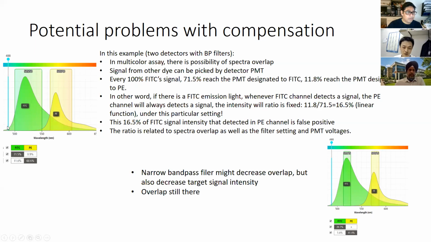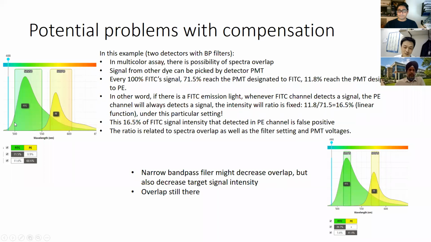After excitation, this curve represents the emitted light from the FITC. The FITC emitted light will range from 488 all the way to 650 in wavelength. And the PE will emit light from 550 all the way to more than 650.